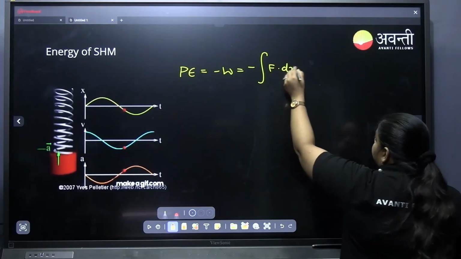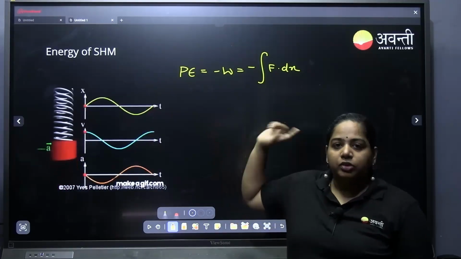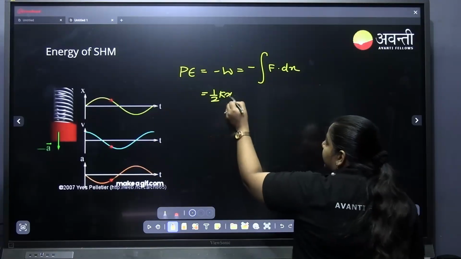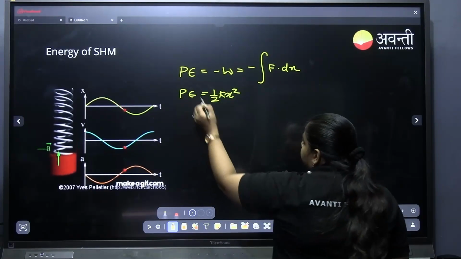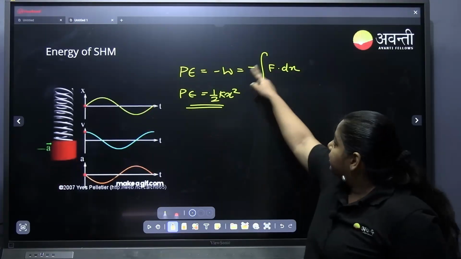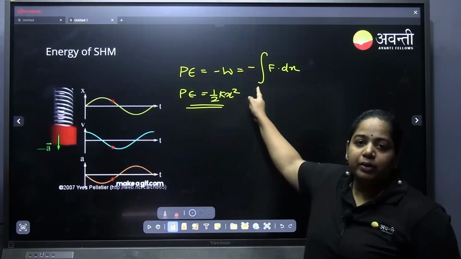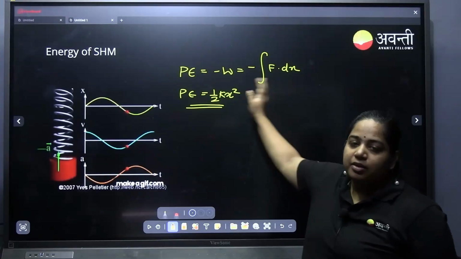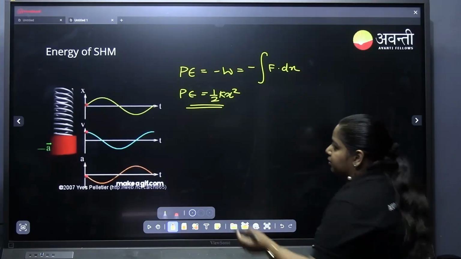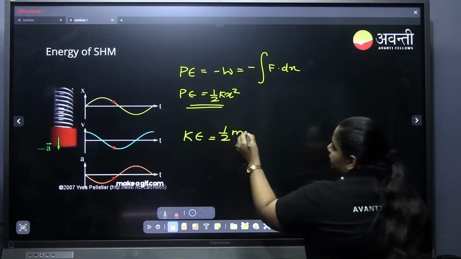of F dot dx. Okay, F is equal to minus kx. Here the negative of work done is potential energy. Substitute F equal to minus kx. When you integrate it, you will get potential energy equal to half k x square. Similarly, if you want to find kinetic energy, it is nothing but half m v square.